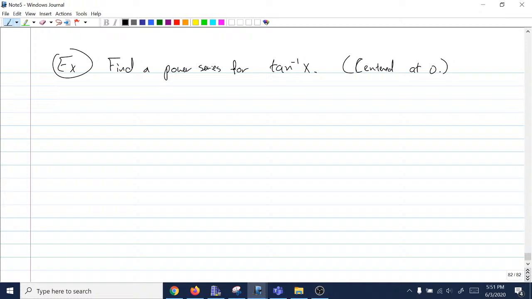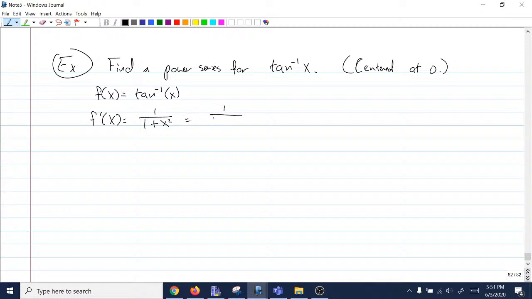What do I know about tangent inverse x? The main thing I know about it is its derivative. Like, I don't want to have to do some trig stuff. Nothing we've seen about power series is good for trig stuff. What's the derivative of this function? The derivative of tangent inverse is 1 over 1 plus x squared. Hey, that's the type of thing I'm good at. Can I make this look like the kind of thing I can do a power series of?